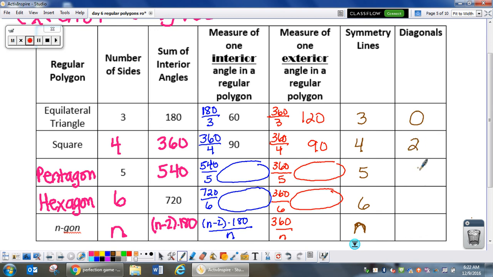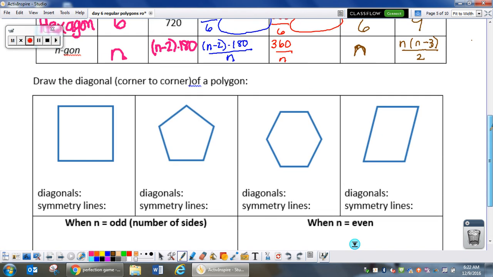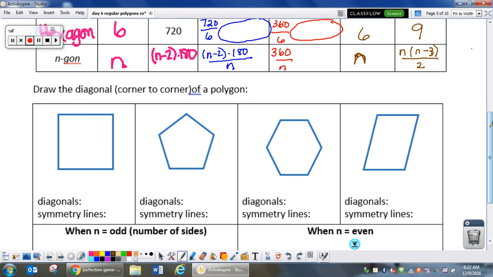A pentagon has 5. A regular hexagon has 9. Okay, so the formula for this is n times n minus 3 divided by 2. That will get you your diagonals. So let's figure out what the diagonal is. A diagonal is just from corner to corner.